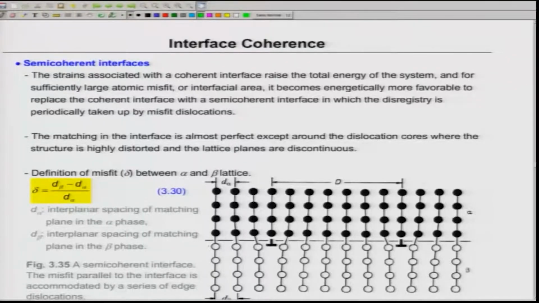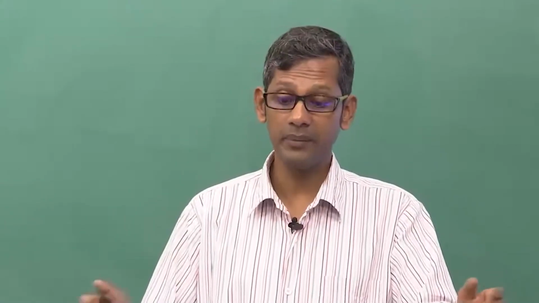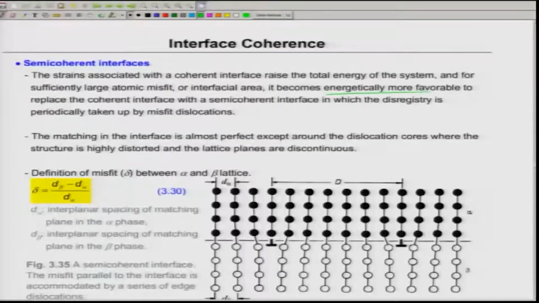Strain is basically taken from the book directly. Strain associated with a coherent interface will increase the interfacial energy of the system, but sufficiently large misfit means sufficiently large variation of the interplanar spacing, and it becomes energetically more favorable to replace this coherent interface with a semi-coherent one, in which lattice deregistry is periodically taken by the dislocations.